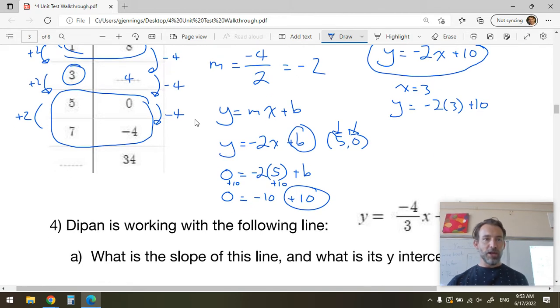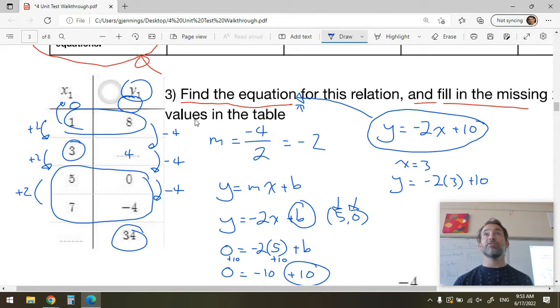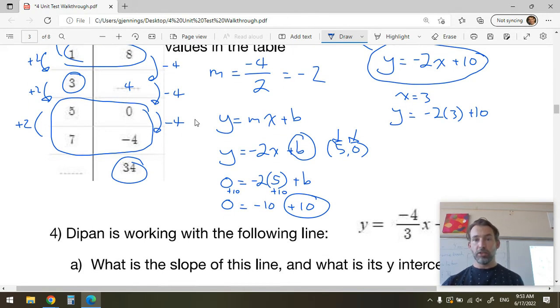Now, how about this one? What value will output 34 for y? So y is 34 at some point, and I need to find the associated x value. Let's use our equation. I'm going to use another color here for this question. Orange. 34 is equal to -2 times x plus 10.